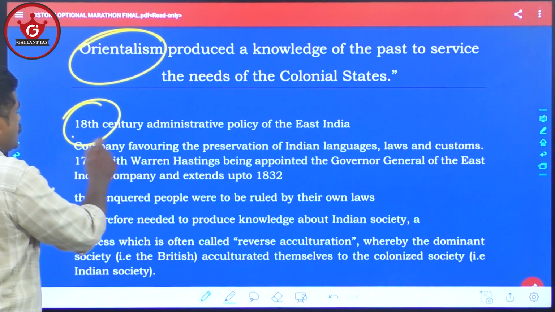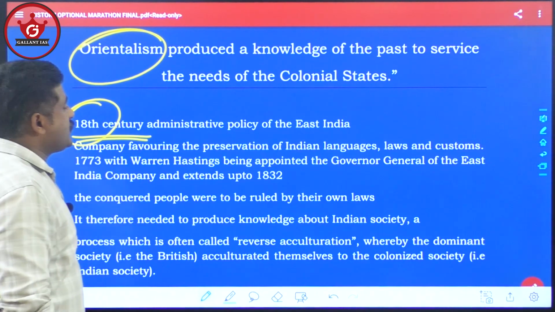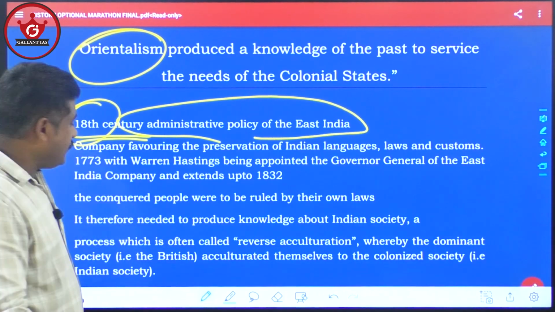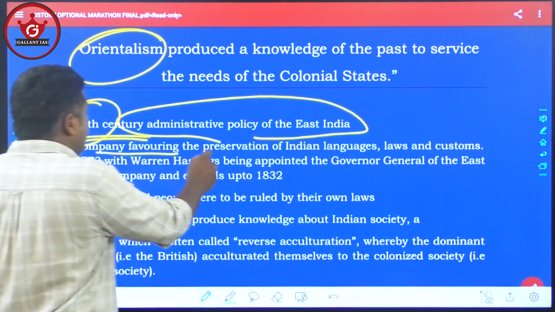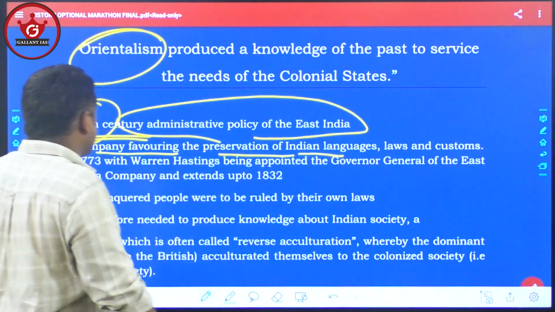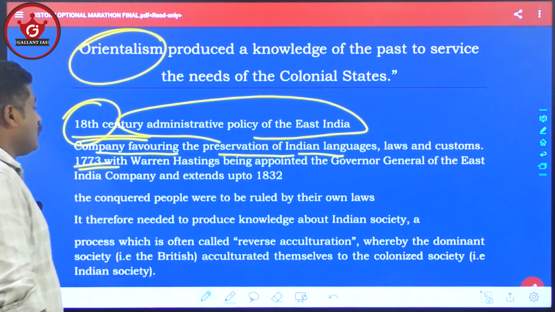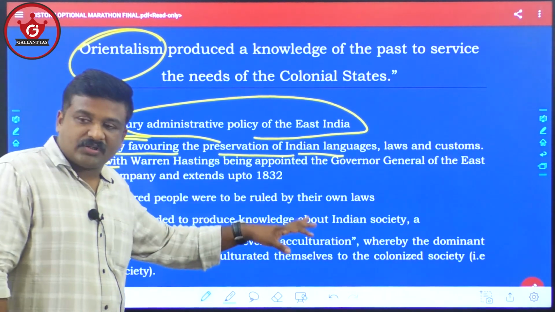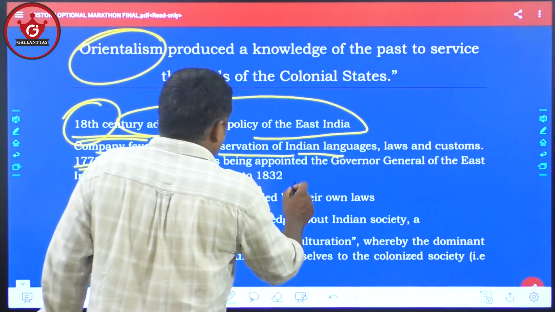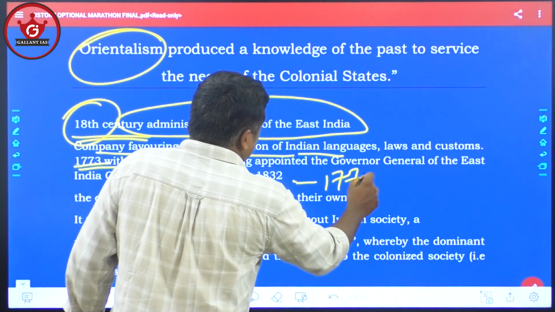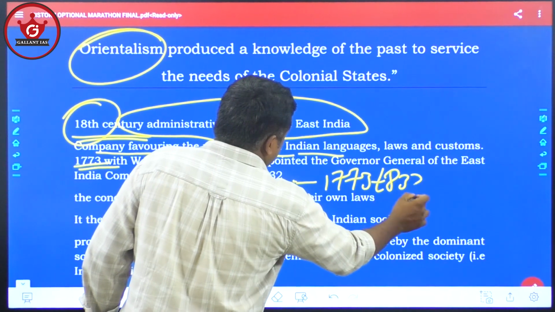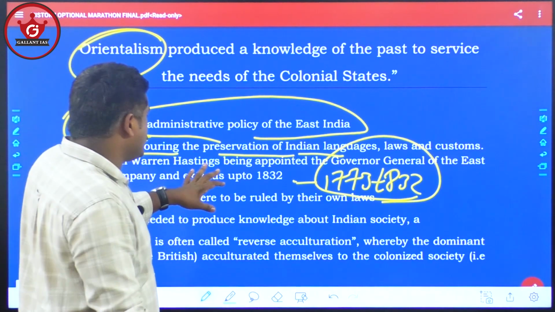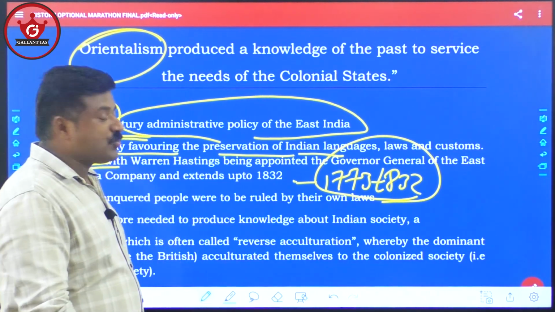Now, Orientalism is an administrative policy of the East India Company in the 18th century. Company favoring the preservation of Indian language, laws, and customs. It began in 1773, with Warren Hastings being appointed the Governor General of the East India Company, and extended up to 1832. This policy was introduced for the preservation of Indian languages, laws, and customs.